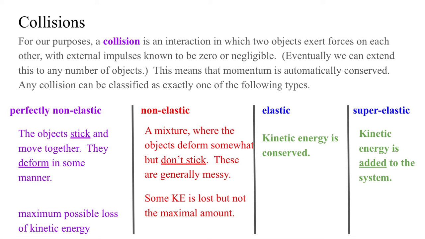For our purposes, a collision is an interaction in which two objects exert forces on each other with external impulses known to be zero or negligible. Eventually, we can extend this to any number of objects. This means that momentum is automatically conserved in collisions.